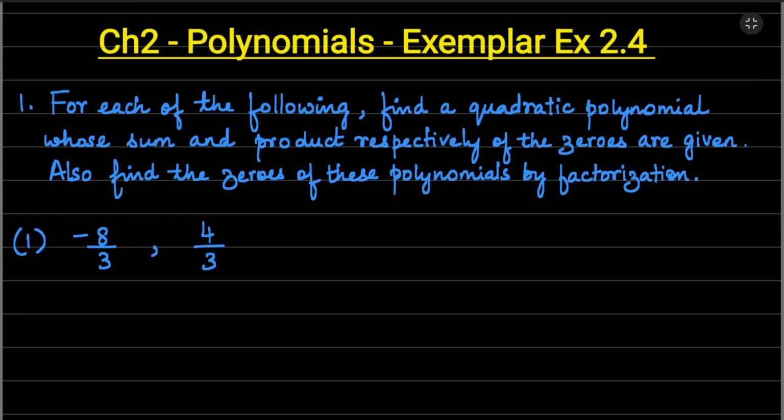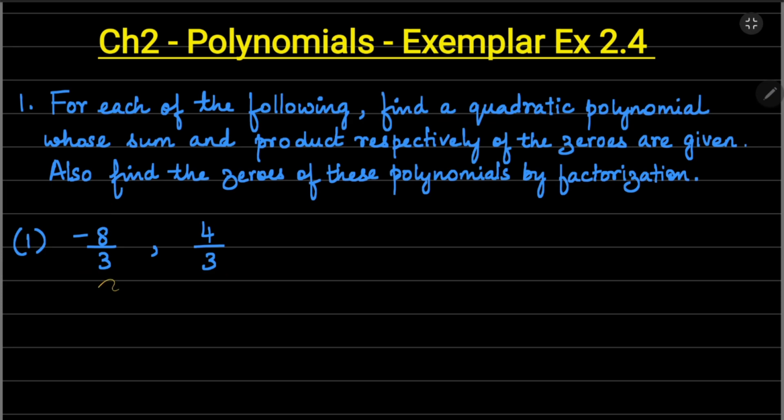In today's video, let us do the NCERT Exemplar Exercise 2.4 of the chapter Polynomials. So this is the fourth exercise. The question is as follows. For each of the following, find a quadratic polynomial whose sum and product respectively of the zeros are given. Find the zeros of these polynomials by factorization. So you first have to find a quadratic polynomial whose sum and product of zeros are given.